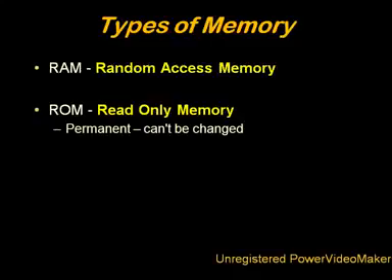When you absolutely don't want to lose what's in memory, you put it in what's known as a ROM, a read-only memory. These are manufactured to be permanent and cannot be changed. These are found in many embedded devices, like your microwave oven, for example.